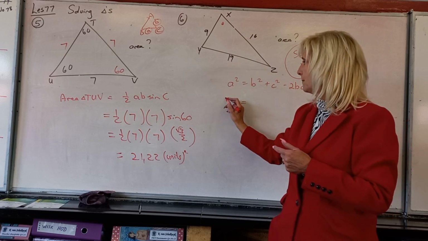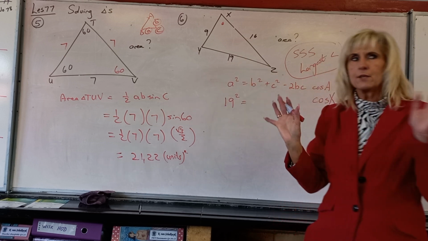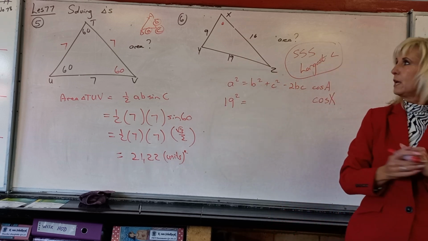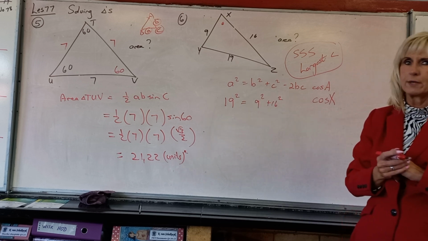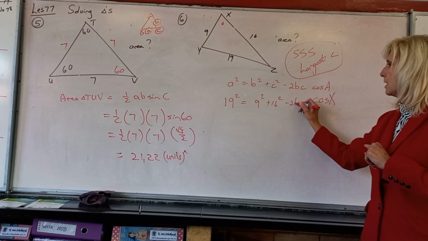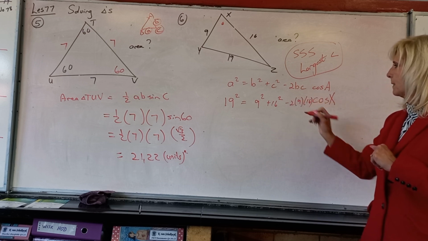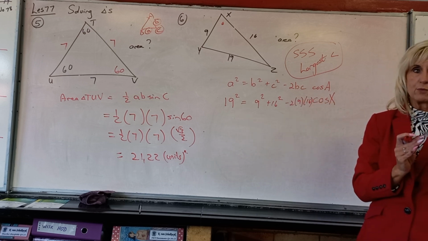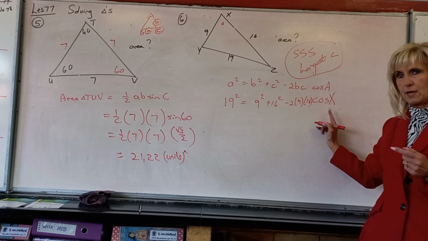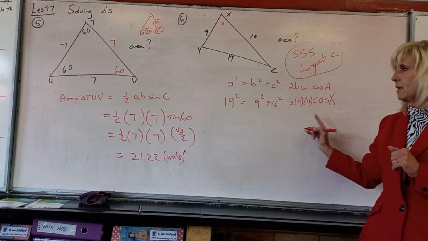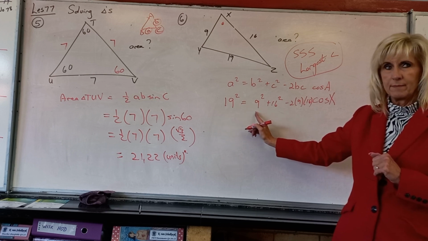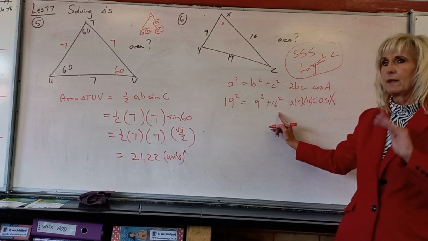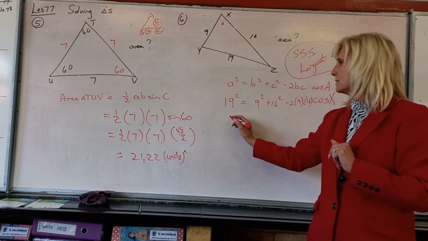So this should be 19. The other two, it doesn't matter where they go. If you write 9 first and 16 second, or swap it around, doesn't matter. Minus 2 times 9 times 16 times cos x. And then you've just got to be careful with this one, solving for cos x. First we say 19 squared minus 9 squared minus 16 squared, and the answer is? 24.